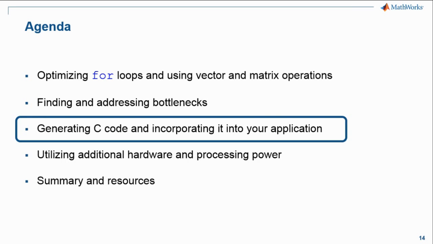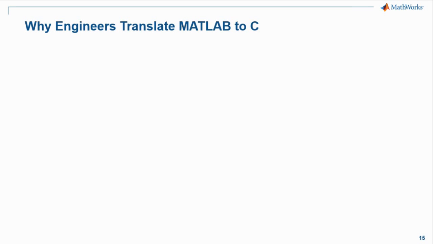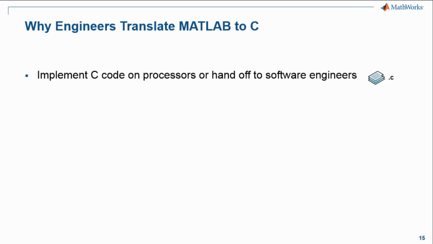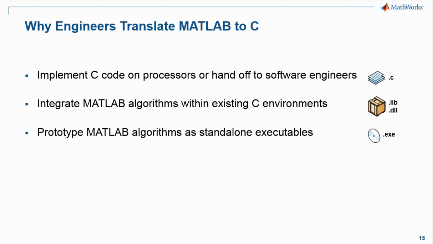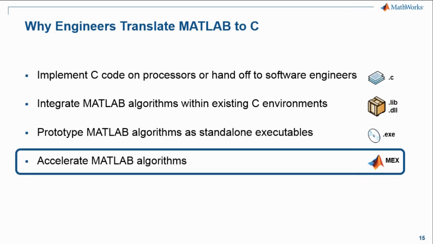Before I jump into the product, what are a few reasons we might want to translate MATLAB code into C? First is to actually put it on an embedded system, or to give it to software engineers, or colleagues who are working within a C environment. It's also so you can prototype algorithms and then run them as standalone executables, and to accelerate certain classes of MATLAB algorithms, which is what we're going to be focusing on today.